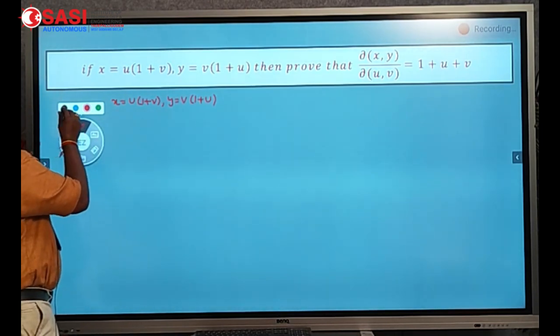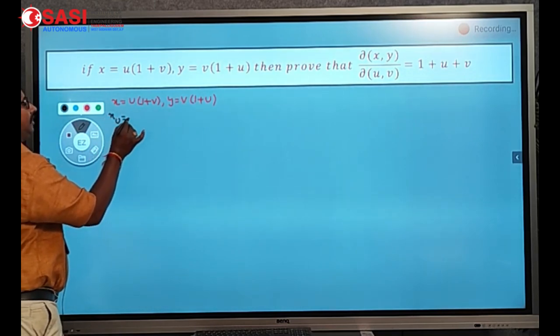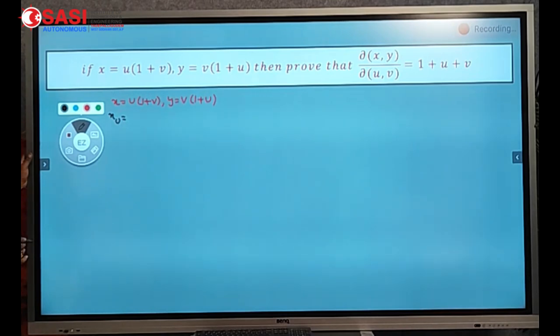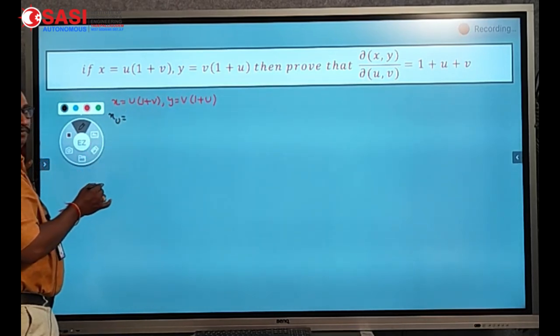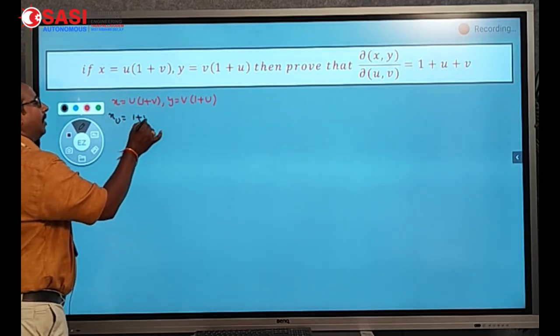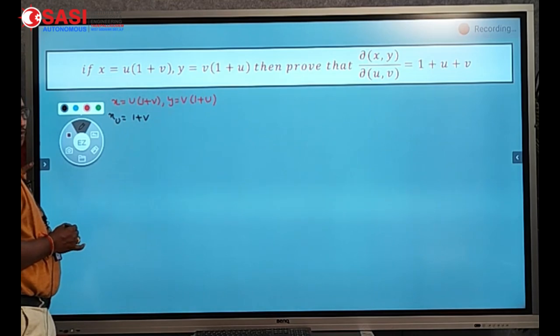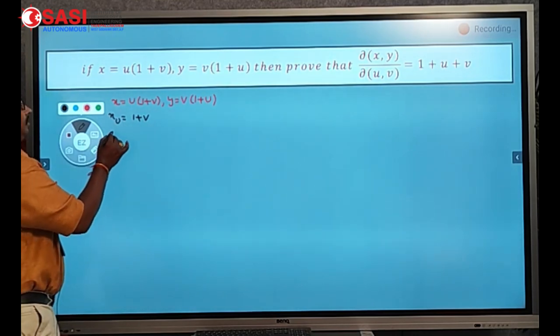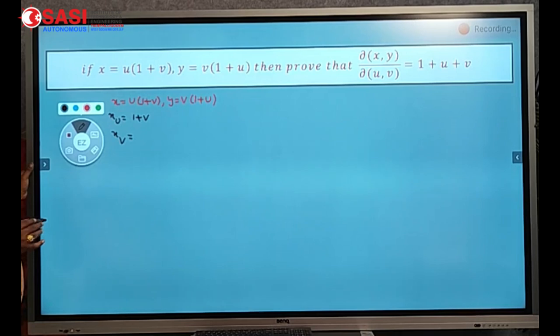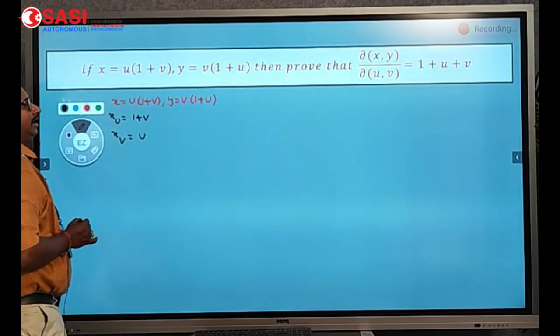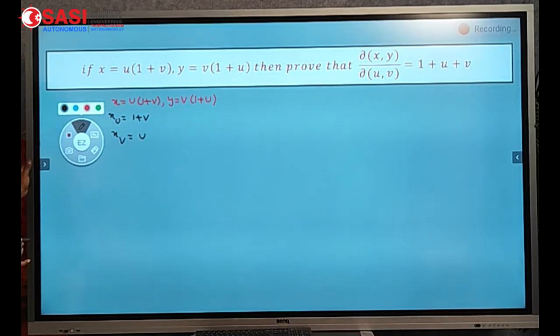So xu. What do we mean by xu? xu is nothing but dou x by dou u, the partial derivative with respect to u. Here we have two variables u, v. When we differentiate with respect to u, treat the other variable as constant. So 1 plus v is completely constant. Remaining in x is u, and the derivative of u is 1. Now coming to xv, the partial derivative with respect to v. u is constant, so take u outside, remaining in x is 1 plus v. Its derivative is derivative of 1 is 0, derivative of v is 1.